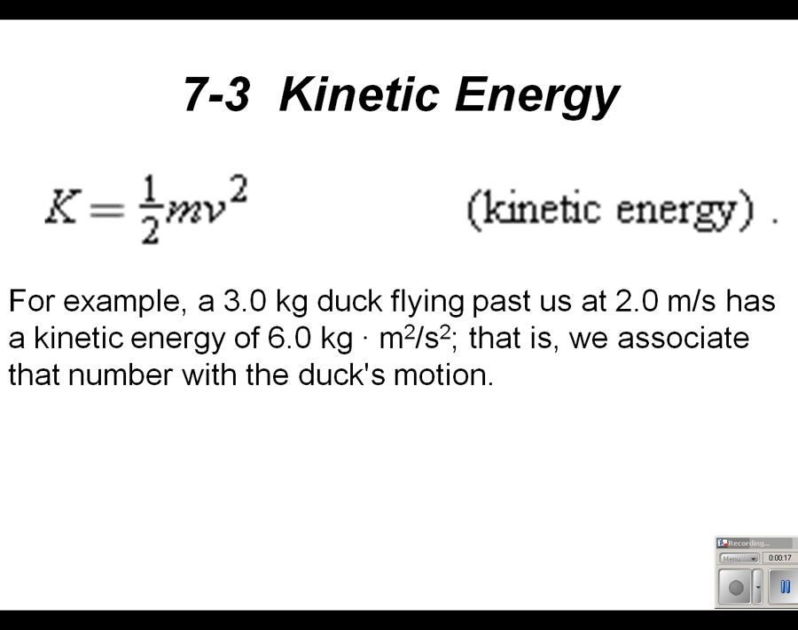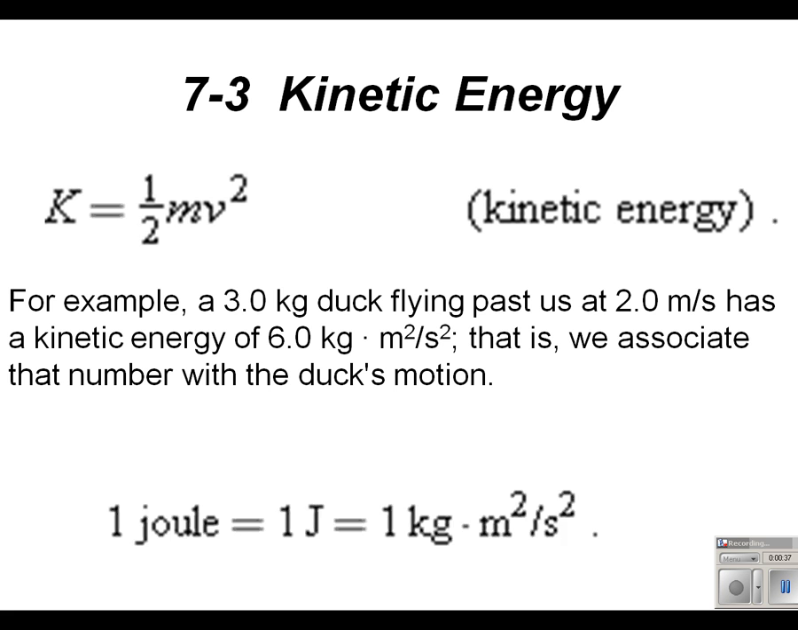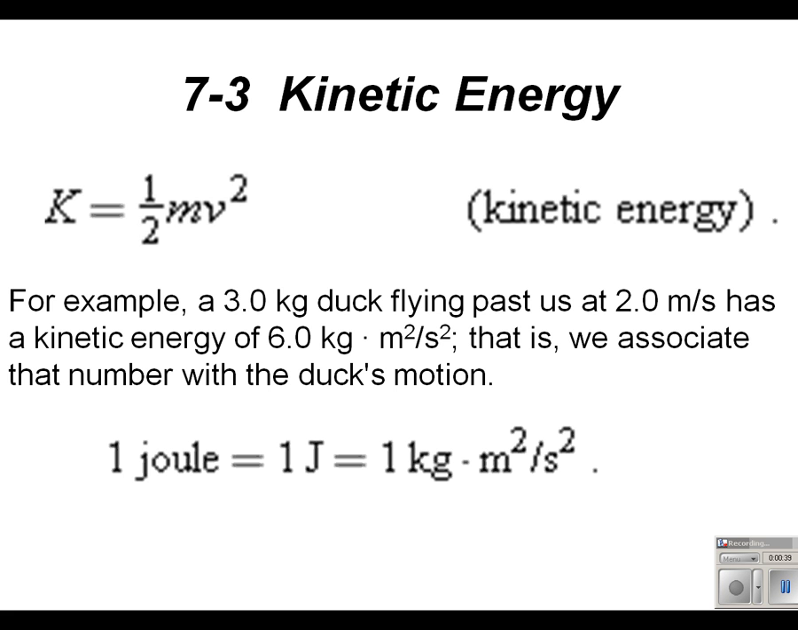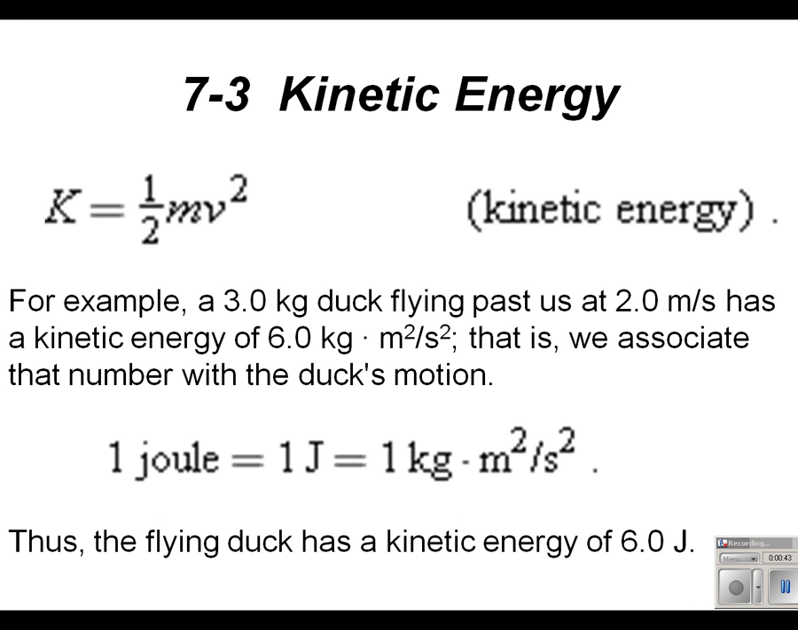For example, a 3 kilogram duck flying past us at 2 meters per second has a kinetic energy of 1/2 mv squared, which comes out to be 6 kilograms meters squared per second squared, which actually is measured in joules. We associate that number with the duck's motion. That's how much energy the duck has, and it has 6 joules of energy. Since 1 joule equals 1 kilogram meter squared per second squared.